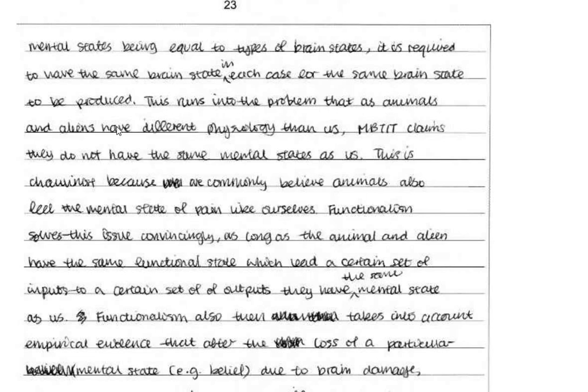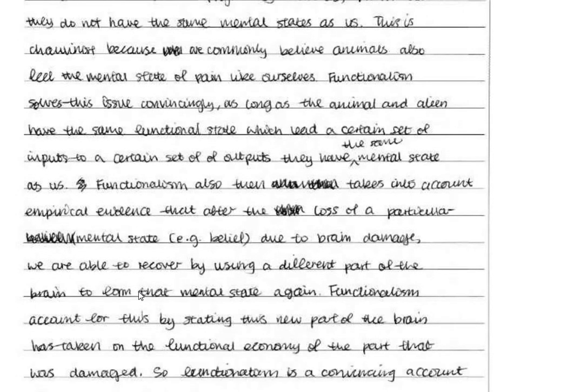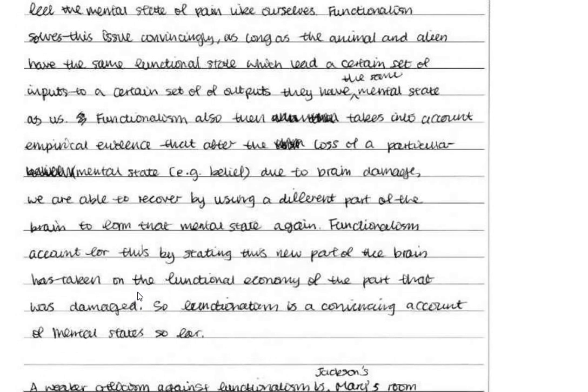This runs into the problem that as animals and aliens have different physiology than us, MBTIT claims that they do not have the same mental states as us. This is chauvinistic because our common belief is that animals also feel the mental state of pain like ourselves. Functionalism solves this issue convincingly. As long as the animal and alien have the same functional state, which leads a certain set of inputs to a certain set of outputs, they have the same mental state as us.